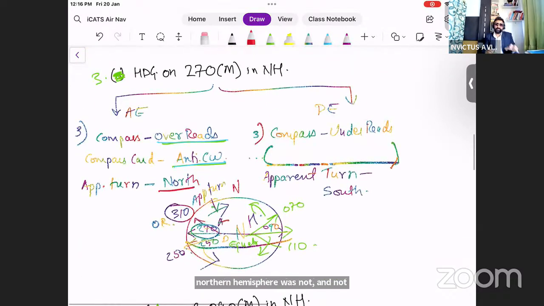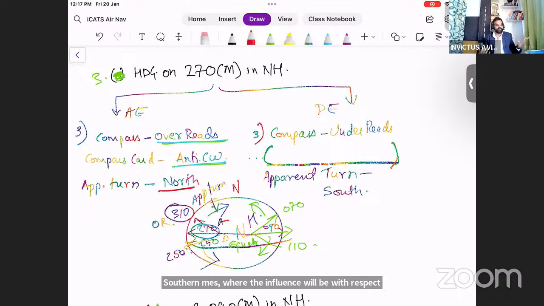Why? Because, like I said a few minutes ago, in the northern hemisphere the influencing factor would be the nearest pole, which is the northern pole. So the apparent turn will be towards that. In the southern hemisphere, the influence will be with respect to the southern pole. So the apparent turn would be towards the southern pole.